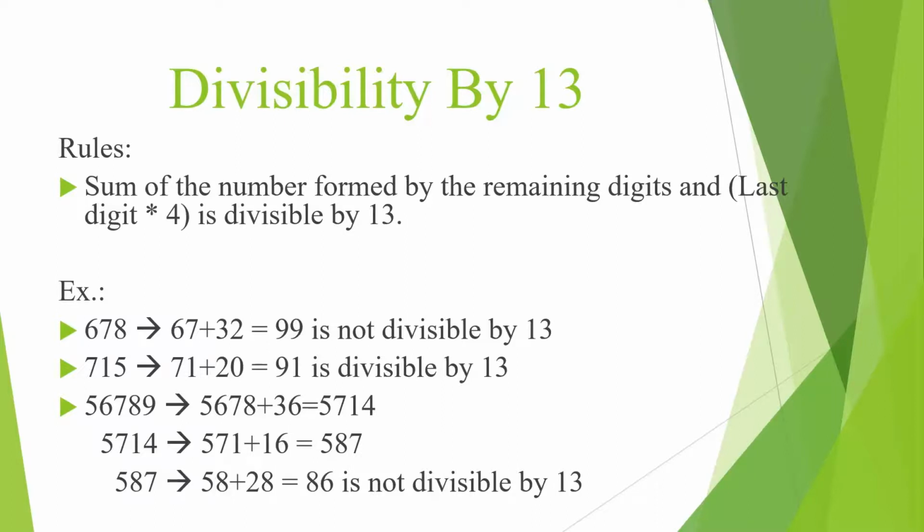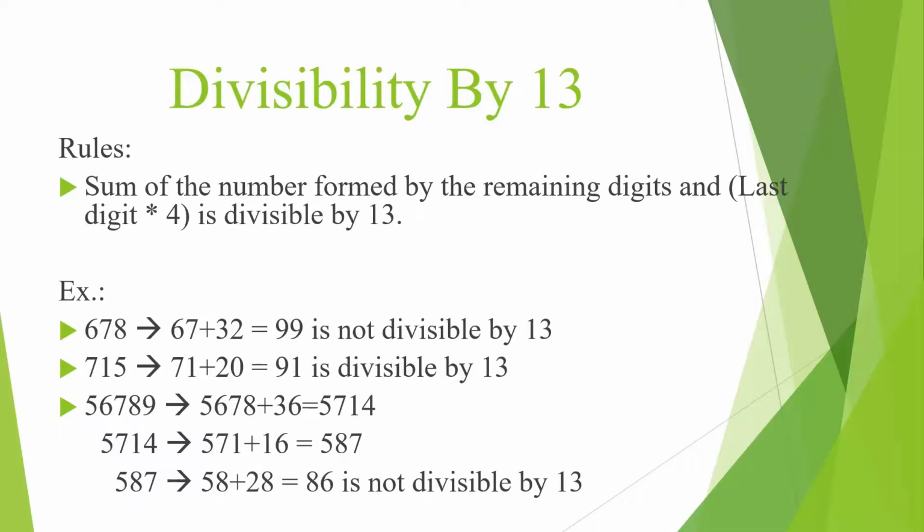So let us get into the example. 678. We have to ignore the last digit, so we'll get 67, plus we have to sum it up, plus last digit into 4. So 8 into 4, 32. So 67 plus 32, which is nothing but 99. 99 is not divisible by 13. So the number 678 is also not divisible by 13.